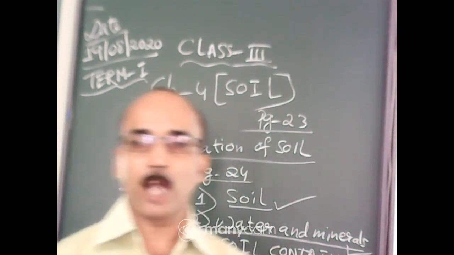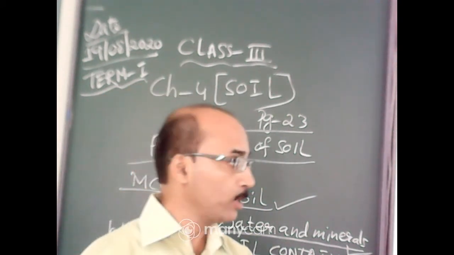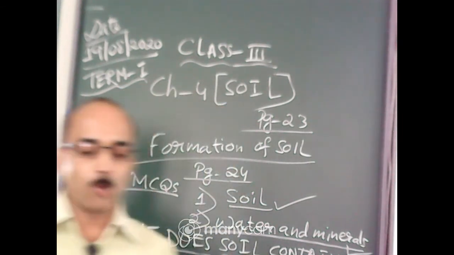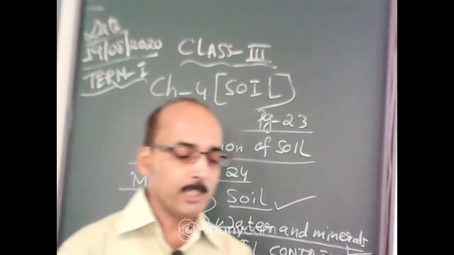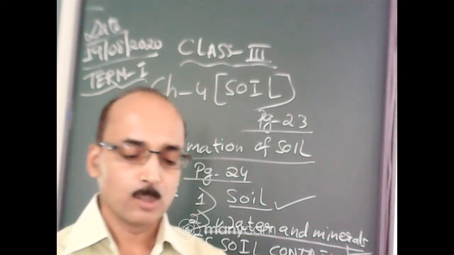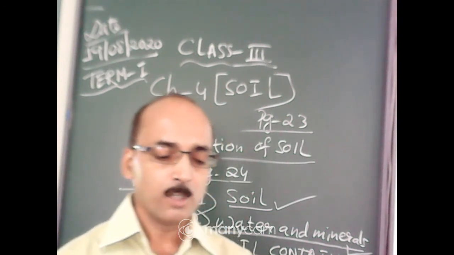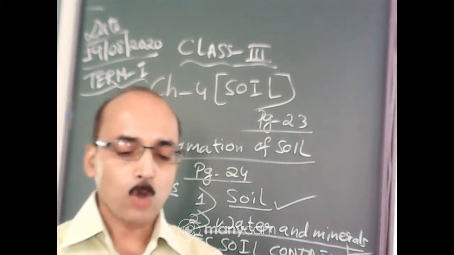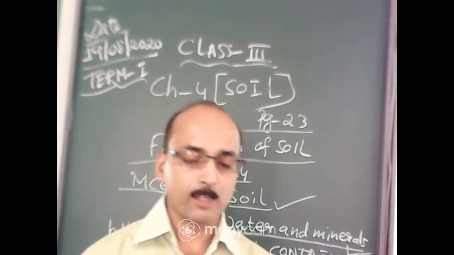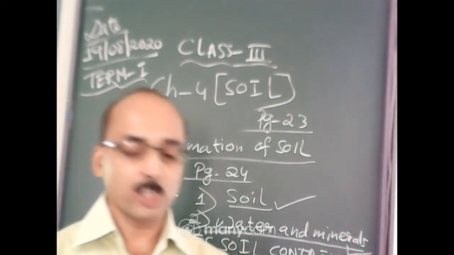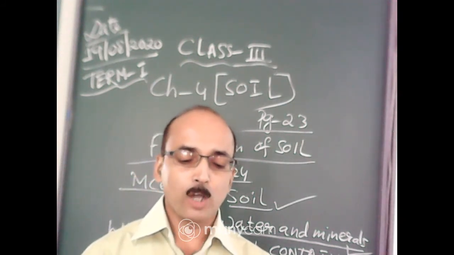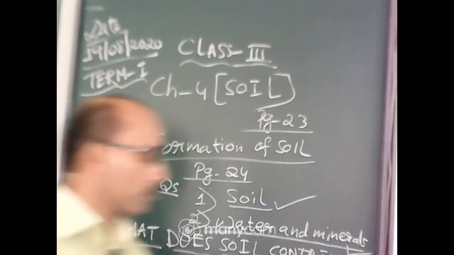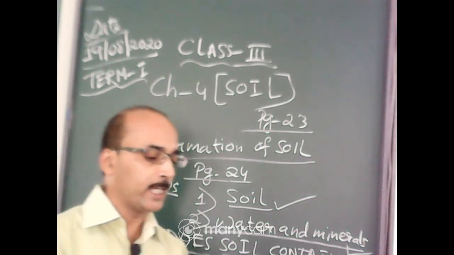How can you tell that soil contains this type of things? You have to perform one activity, okay. You can perform this activity at your home. See, take some garden soil. Put the soil in a glass jar, fill the jar 3/4 with water, cover it with a lid and shake it well. Leave it undisturbed. After some time, we observe different layers in the jar. So we are performing this experiment to see the different layers.